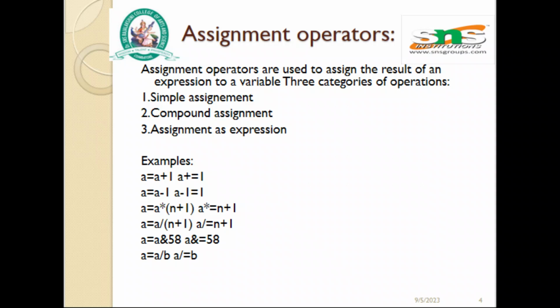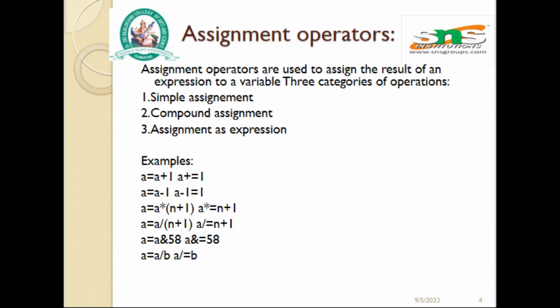So next is assignment operators. Assignment operators are used to assign the result of an expression to a variable. There are mainly three categories of assignment operators: one is simple assignment, the second is compound assignment, and the third is assignment as expressions.